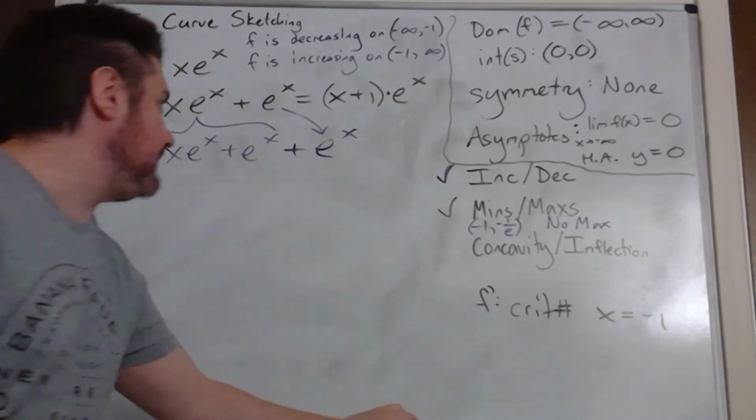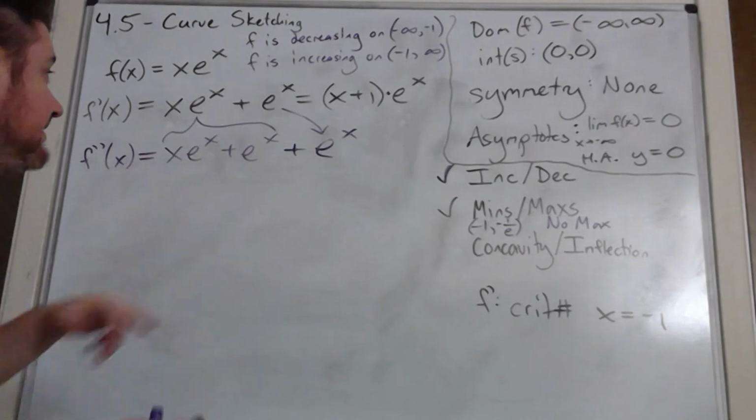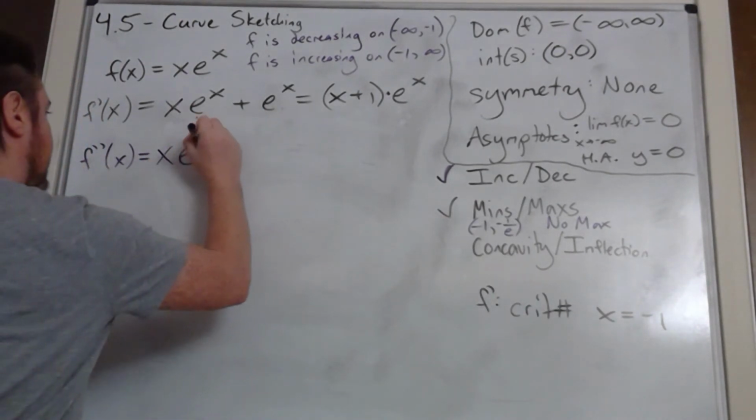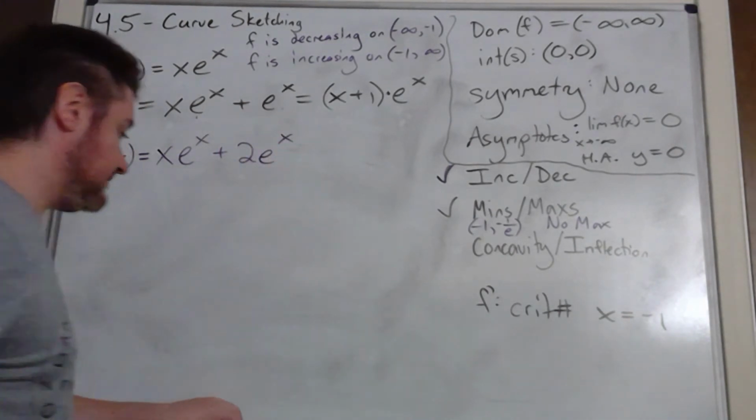What am I looking at here? Now I've got x e to the x, so kind of the original function, plus 2 copies of e to the x. So I can call this x e to the x plus 2 e to the x.